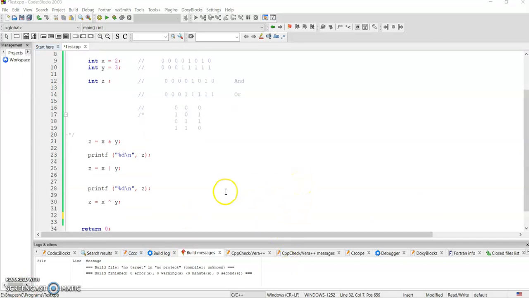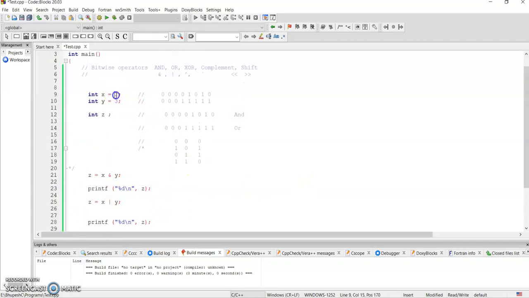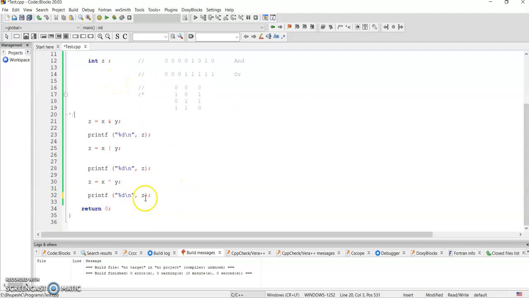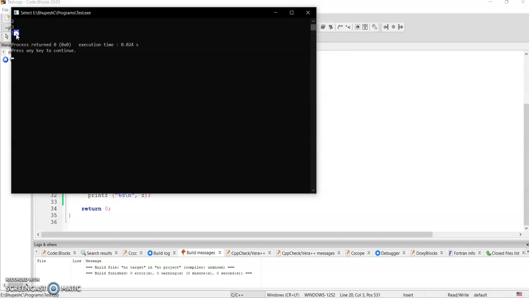So did you get it? Okay, so let us see. Now let me copy this. Okay, paste. Okay, now x is 2, so we have this. Y is 3, so we have this. Okay, now for XOR operation, I was telling you 0, 1 will be 1 and 1, 1 will be equal to 0. Okay, so that means 2 XOR 3 should give me 1. Okay, let me see. Yes, I got 1.